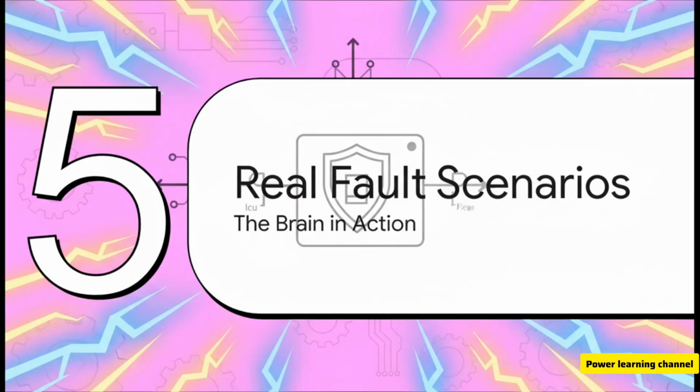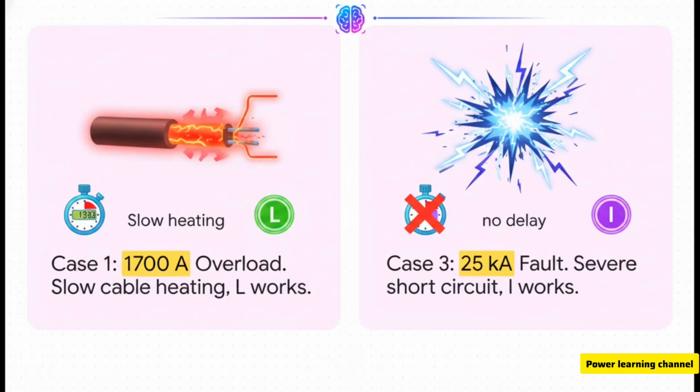Which brings us to Section 5, Real Fault Scenarios. Let's see this logic in action. Imagine our breaker has a continuous capacity, or IN, of 2,000 amps. Its maximum fault rating, ICU, is 50 kiloamps, and its withstand rating ICW is 50 kiloamps for 1 second.